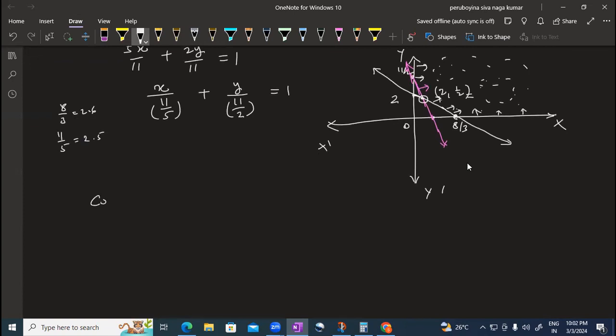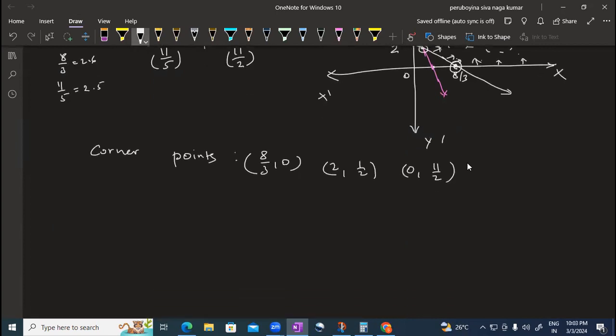Now write down the corner points. The corner points are, first, 8 by 3 comma 0 here. And next, 2 comma 1 by 2, this point. And this point, what is that value? 11 by 2, the y value 11 by 2, right? So 0 comma 11 by 2. It lies on the y axis, so the x value will be 0. 0 comma 11 by 2.